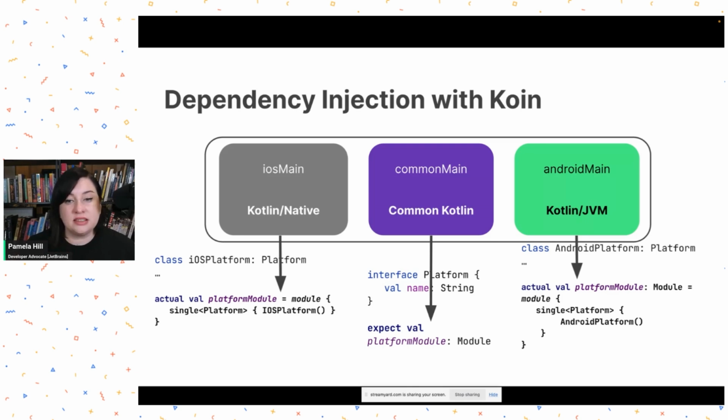Now, single, and then the braces platform, and then the implementation means that we are going to have a singleton. And whenever we inject something of type platform, please give me a singleton of type Android platform. And similarly, on iOS side, whenever I inject something of type platform, please give me a singleton of type iOS platform.